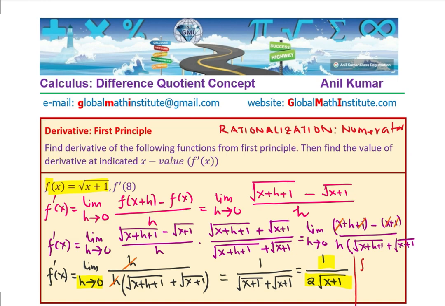So the derivative when x is equal to 8 will be equal to 1 over, we are replacing x with 8, right? So 2 over square root of 8 plus 1, correct? Which is 9. So I'll rewrite here 1 over 2 times square root of 9, which is 3, right? So we get 1 over 6. So this value is equal to 1 over 6.